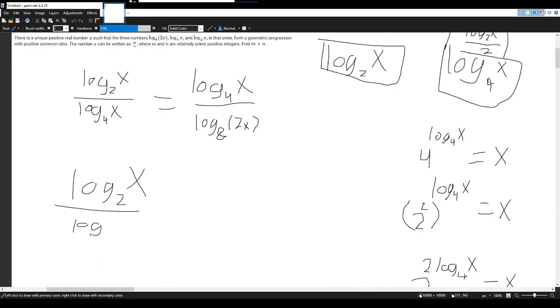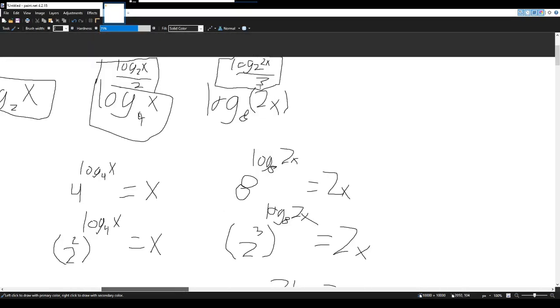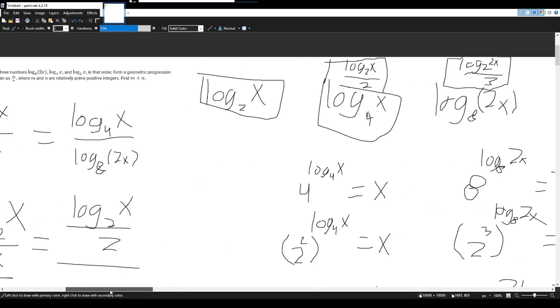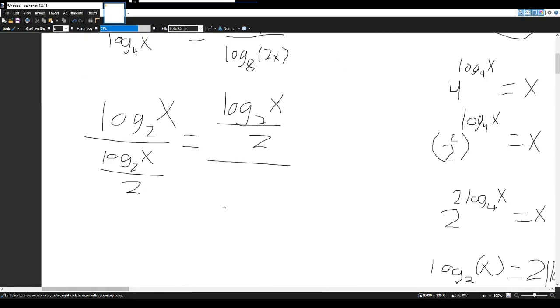So we're going to have a fraction in a fraction here, but those aren't too tricky to deal with. Equals, and then the same thing here. Log base 2 of x over 2, and then it was log base 2 of 2x over 3.